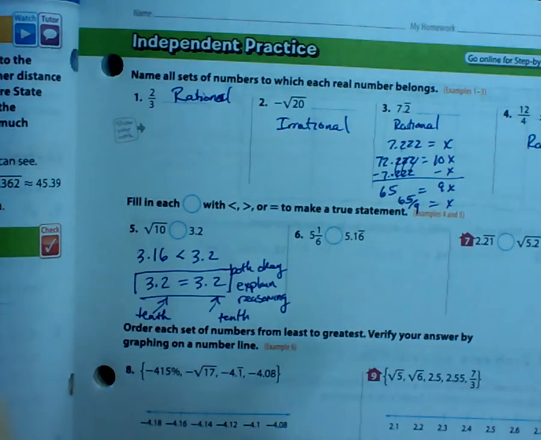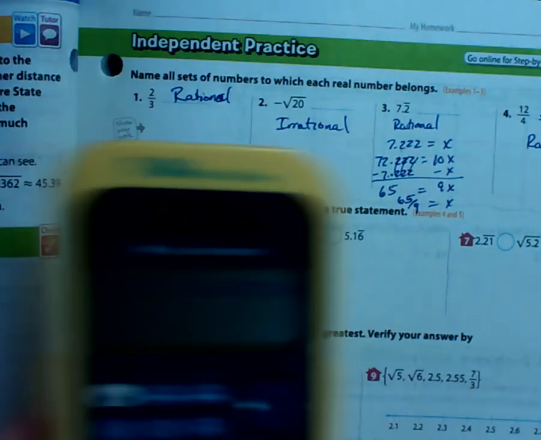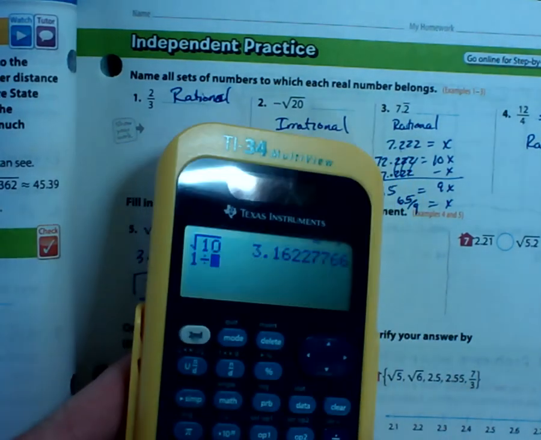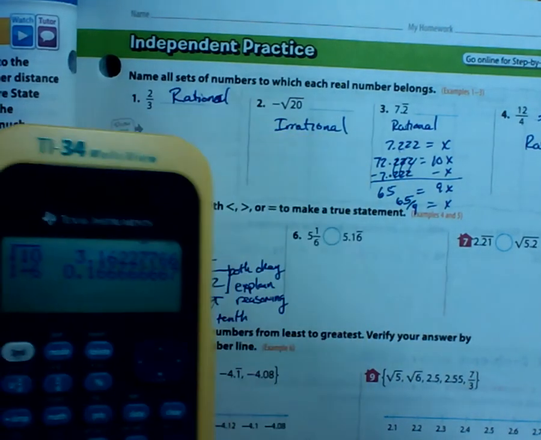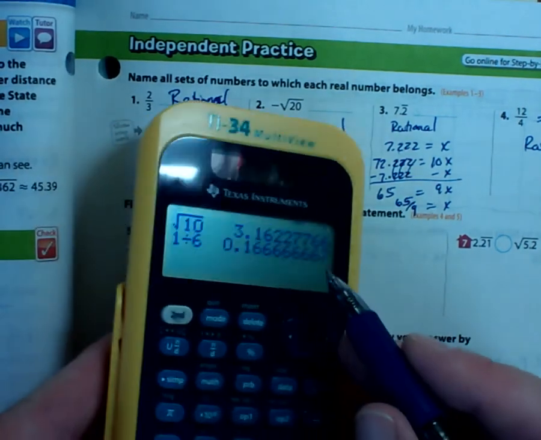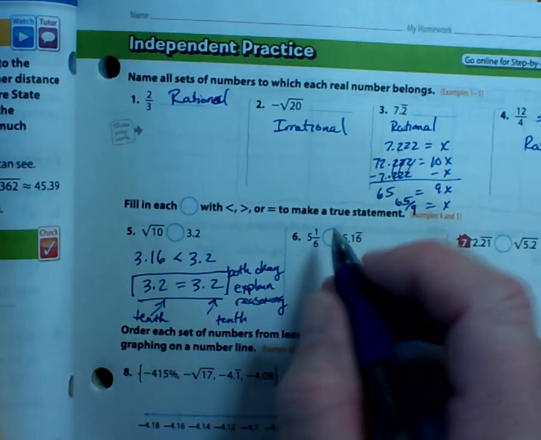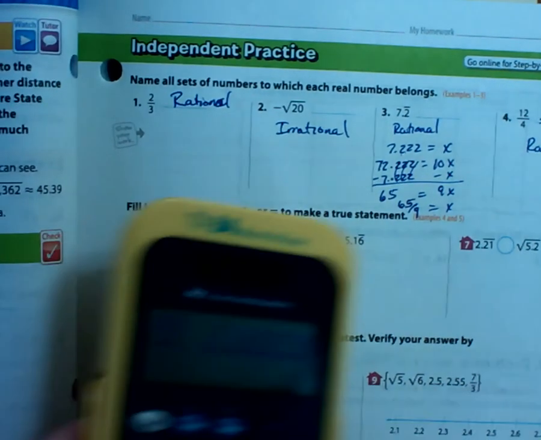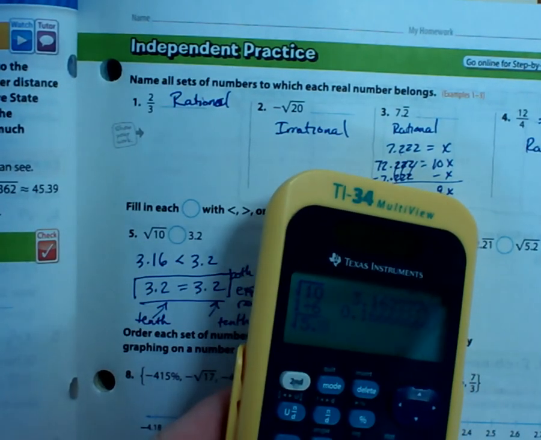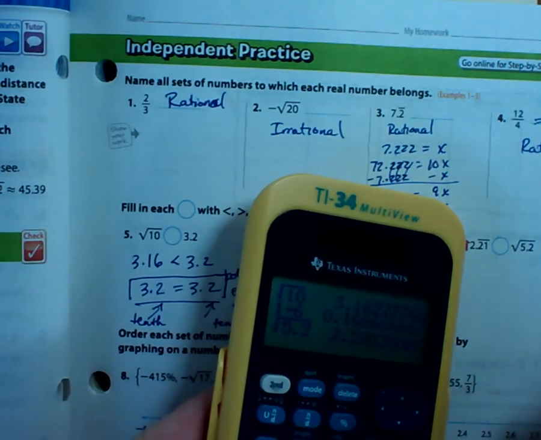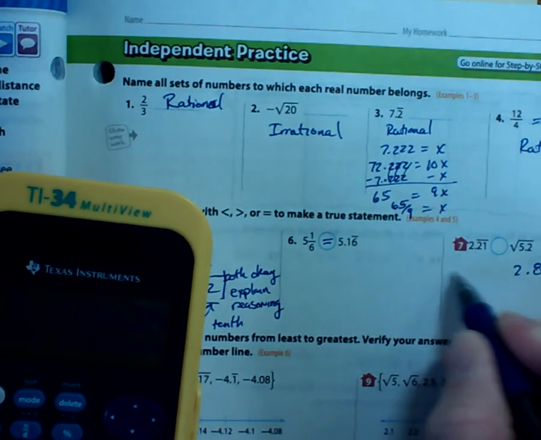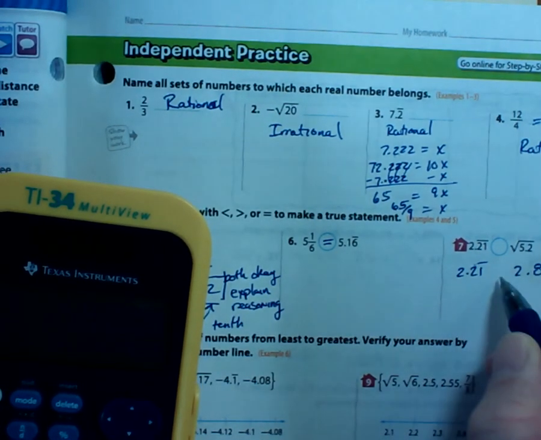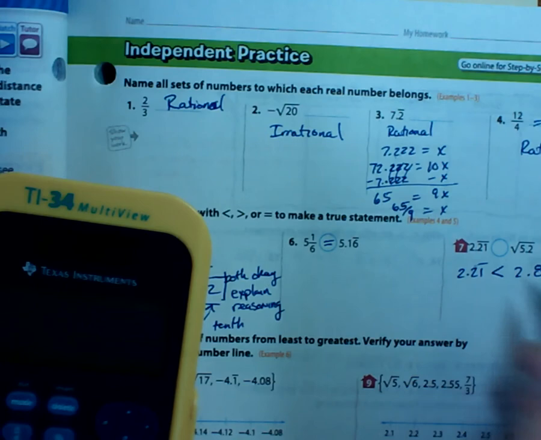Okay, 5 and 1/6 compared. So we didn't know what 1 divided by 6 is. It's 0.16 repeating. Oh, okay. So there we go. This is equal. Let's do radical 5.2, 2.8 compared to 2.21 repeating. We're going to have less than.